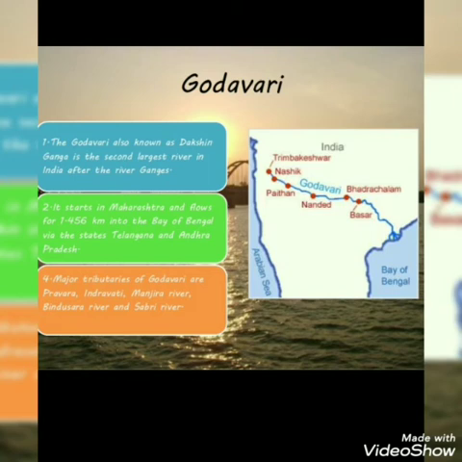Here you can watch in this picture, Triambakeshwar is one of the originating points of Godavari, which flows from Nasik, Paithan, Nanded, Basar, Bhadrachalam. Everyone knows about Basar, that is Basara in Telugu. So Godavari is called the Dakshina Ganga of India.